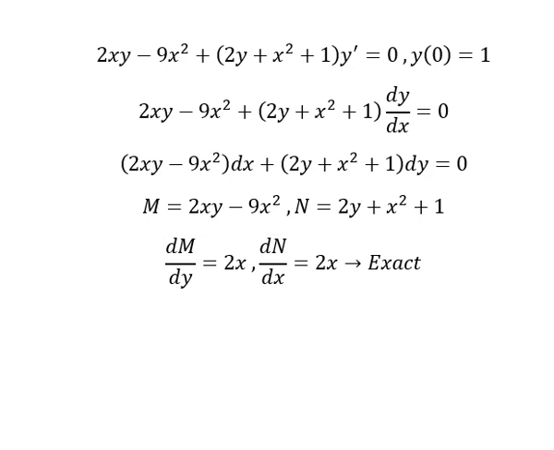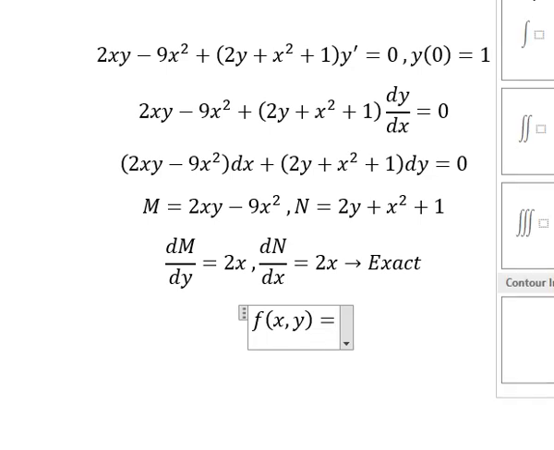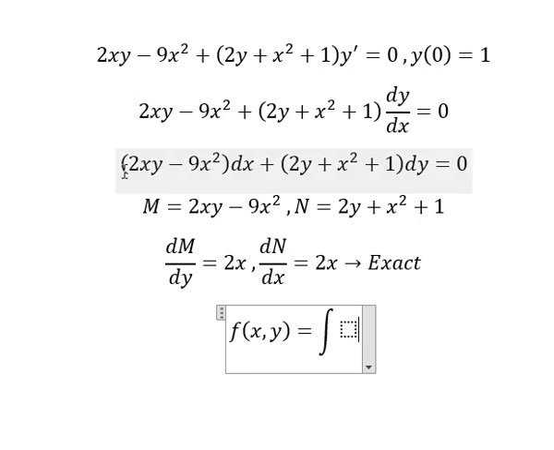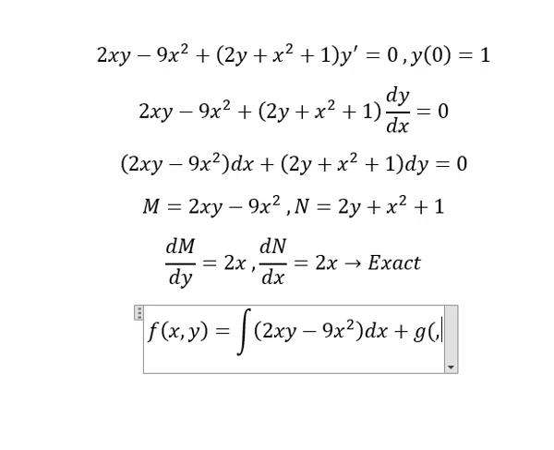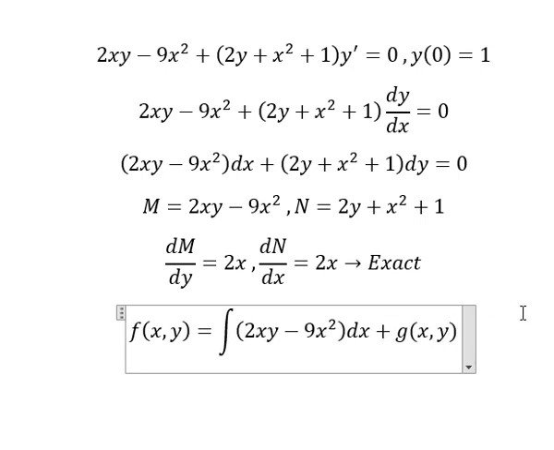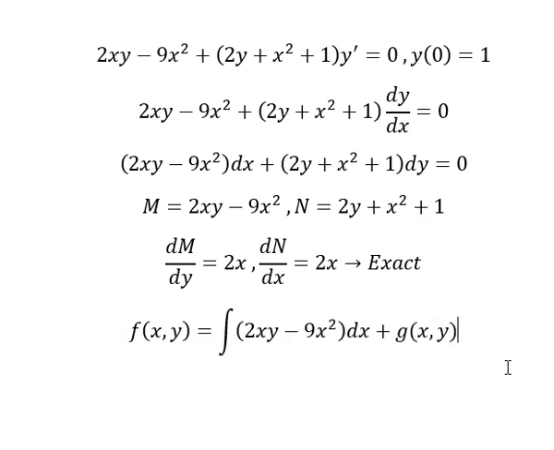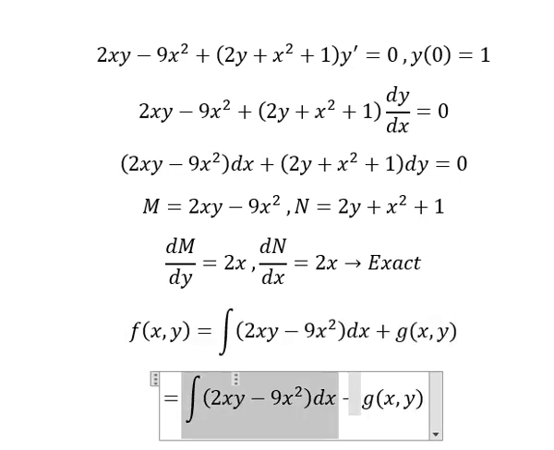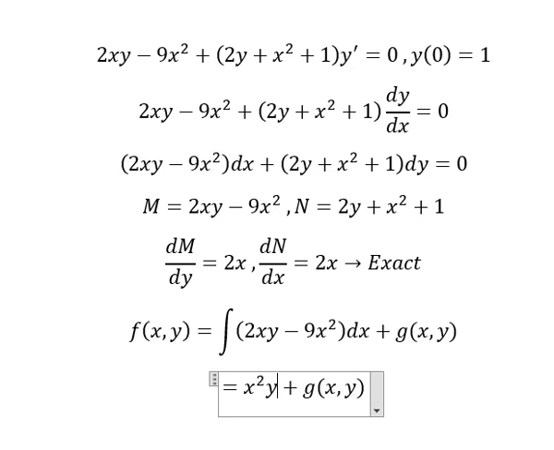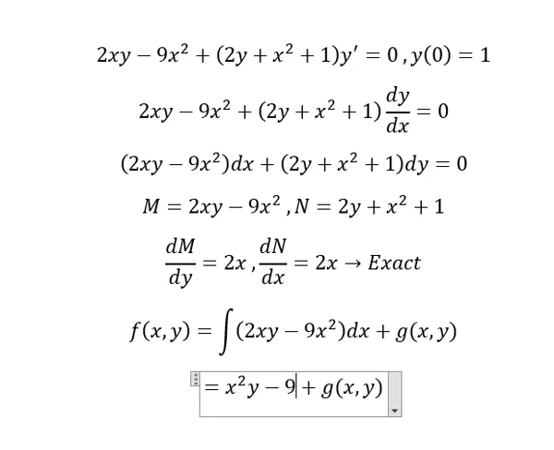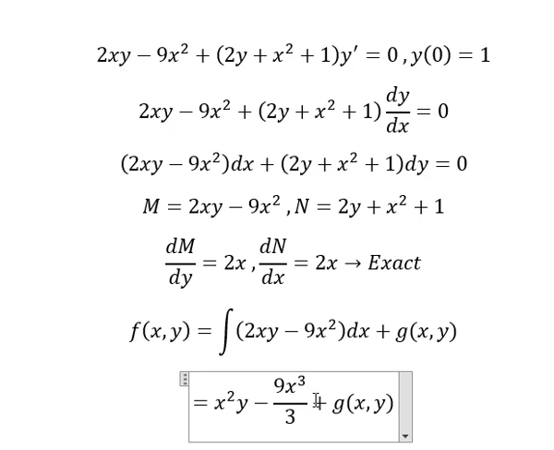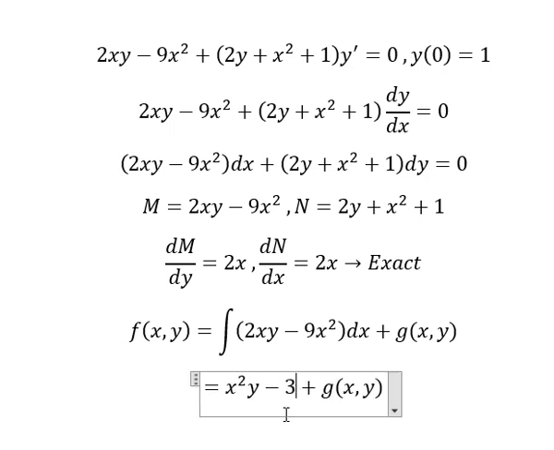Now I will set up the function f(x,y) equal to the integration. So I select this one. The integration of 2xy is x squared y. The integration of this one, you get x to the power of 3 over 3. So number 9 divided by number 3, we have number 3.